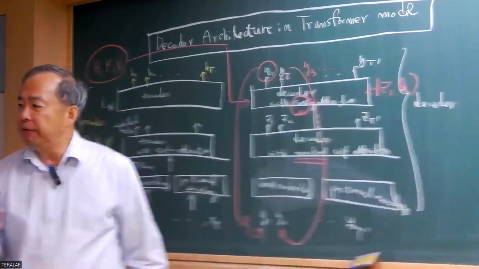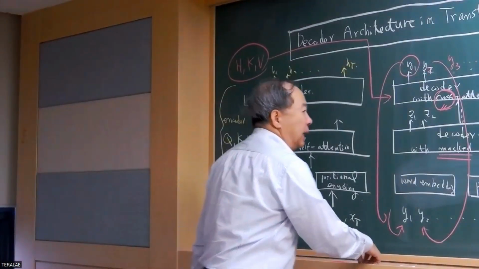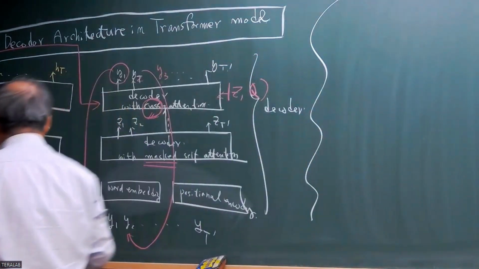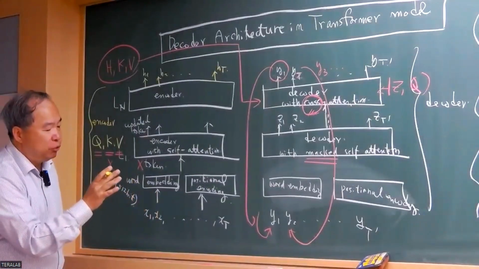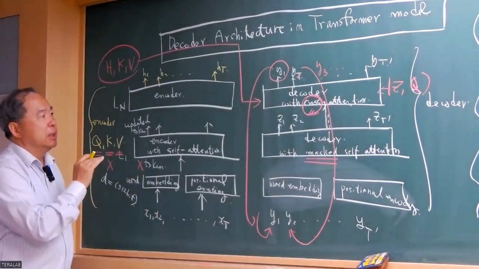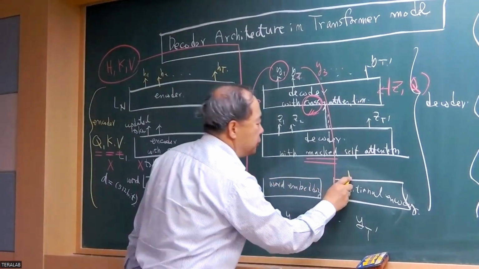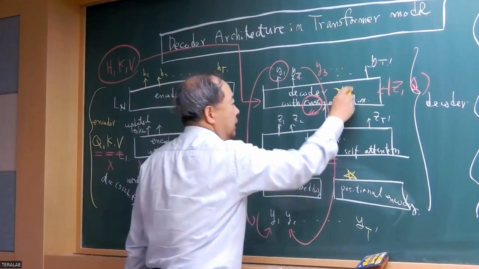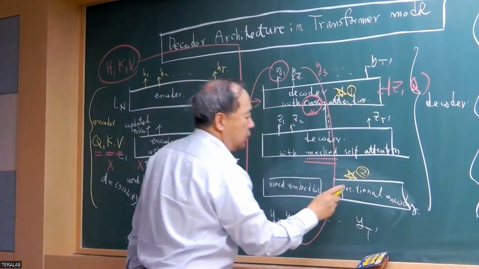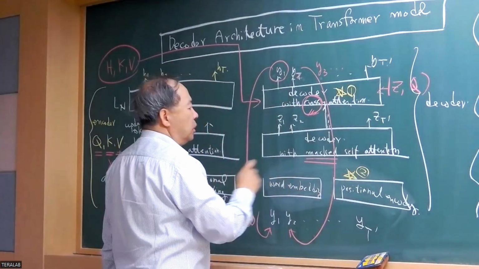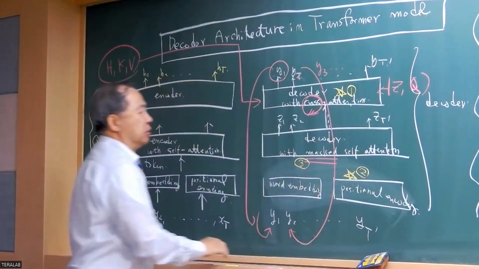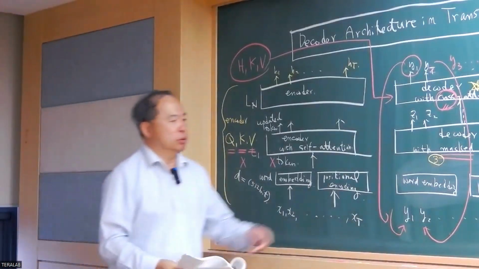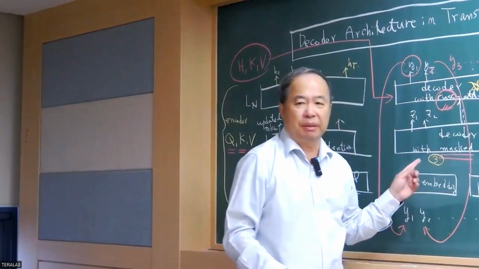This is an overview of the decoder architecture. I think the very unique features of the decoder are, number one, cross attention, second, positional encoding, and third, masked self-attention. In this class today, one by one, I'm going to introduce you to these 1, 2, 3.